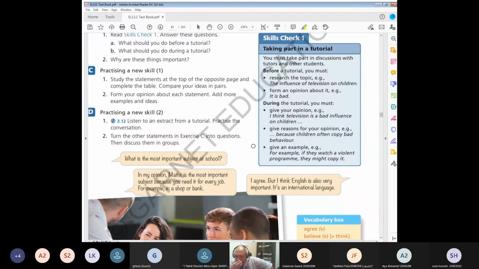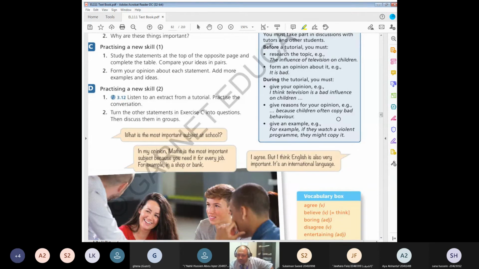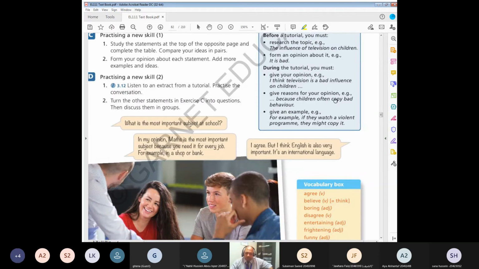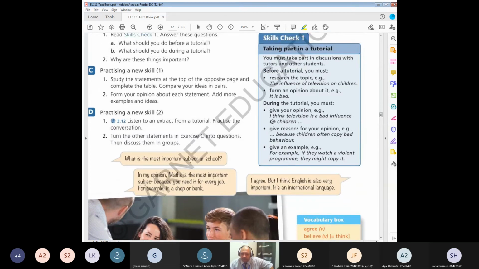And we have a whole model here where somebody is researching the topic of mass media and the influence of television. He or she would check the influence of television on children, and form an opinion saying that it is bad. During the tutorial itself, they would say, I think television is a bad influence on children. They wouldn't stop there. They need to give reasons for their opinion: because children often copy bad behavior. And to drive the idea home, they would give an example: if they watch a violent program, they might copy it. You know what violent is, where there is blood and killing and all these kinds of things. Okay?